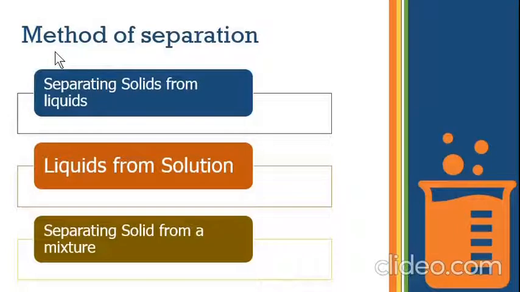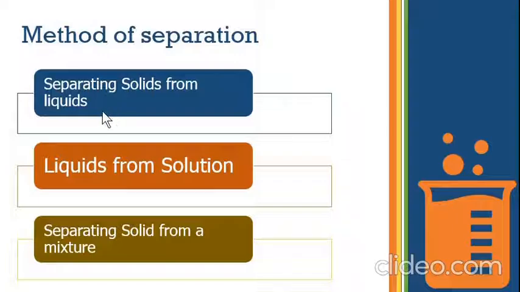So that's all from the previous classes revision. These terminologies, solute, solvent and all, I'm sure that you have learned in grade 5. Now we are going to discuss methods of separation, which will be the main topic under discussion for this chapter. There are three main categories: separating solids from liquids, separating liquid from solution, and separating solids from a mixture. The first one which we are going to discuss in this video will be separating solids from liquids. Then again in this there are two further categories: solids which are soluble and solids which are insoluble. So there will be different methods to separate such solids.